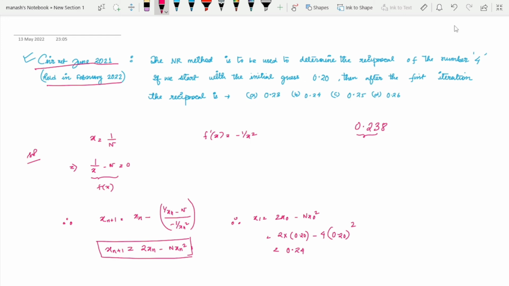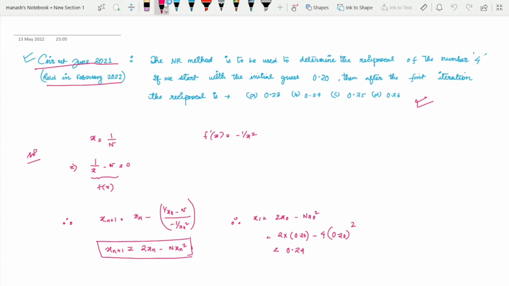So the question is the Newton-Raphson method. Let me erase this first. So the question is, the Newton-Raphson method is to be used to determine the reciprocal of a number 4. To find the reciprocal of the number 4, if we start with the initial guess 0.20, then after the first iteration the reciprocal is. So you're given a number 4, you have to find after the first iteration what would be the reciprocal of that number 4.